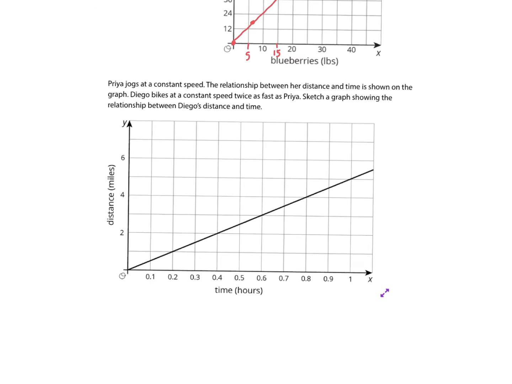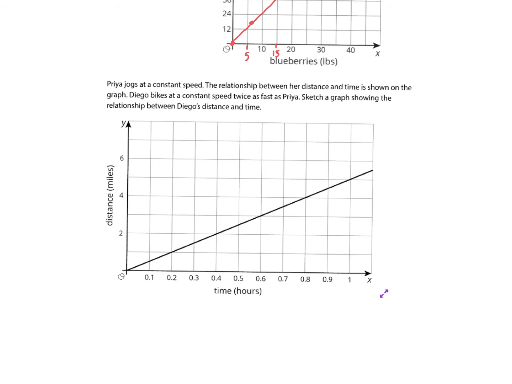Let's look down at Priya. This is our second problem. Priya jogs at a constant speed. So that's your key, constant, the same. The relationship between her distance and her time. Well, let's find distance. It would be right here. And her time, I'll switch colors. Notice that's in hours, and her distance is in miles. So we're talking about jogging, and her time, as it's going up by tenths of an hour, her distance is going up. Notice it's going, here we have 2 miles, 4 miles, 6 miles. It's not a very large rate because she's running.